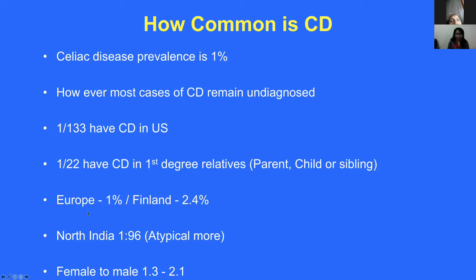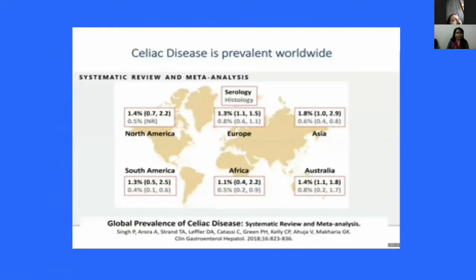In Europe, the prevalence is just as it is worldwide. In Finland it is more, although this is not a predominantly wheat eating area, but a high prevalence is reported. In North India, it is 1 in 96, and out of them, the atypical variety is more common. The female to male ratio is 1.3 to 2.1, that is, it is more commonly diagnosed in males as compared to females.